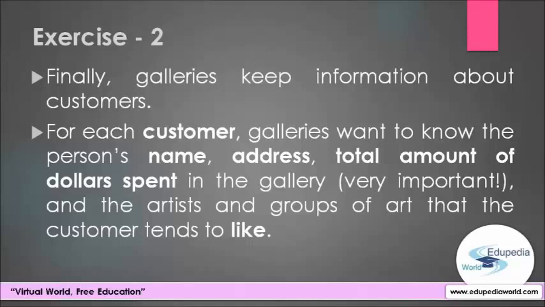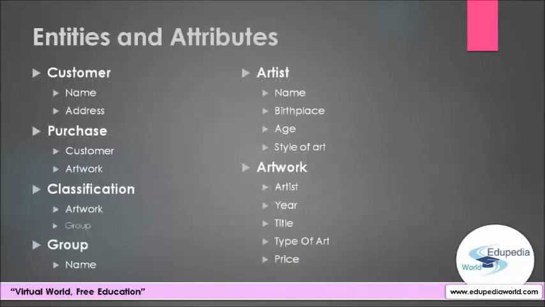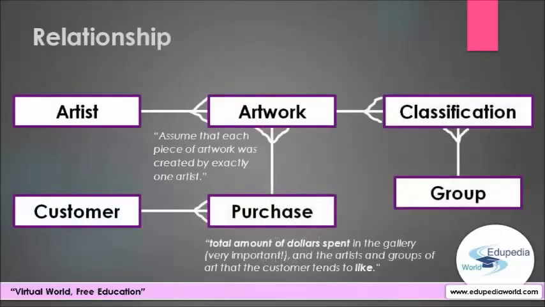Good. As we have now thoroughly gone through the scenario, we can decide the initial entities and their attributes. There are 6 entities: the customer, purchase, classification, group, artist, and artwork. If we look at the attributes, customer has the name and address, the purchase entity has the customer and the artwork, the classification table has the artwork and the group, and the group has the name, the artist has the name, birthplace, age, and the style of art, and the artwork has artist, year, title, type of art, and the price. And here is our final design.